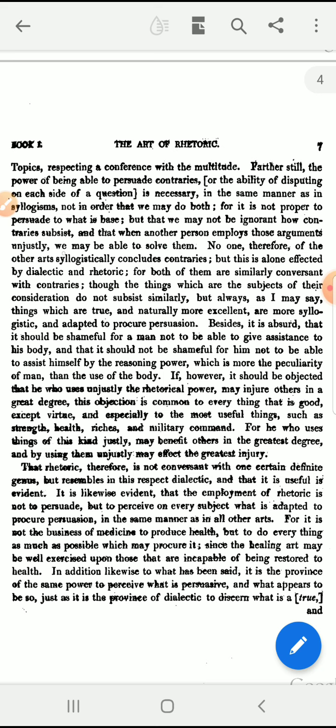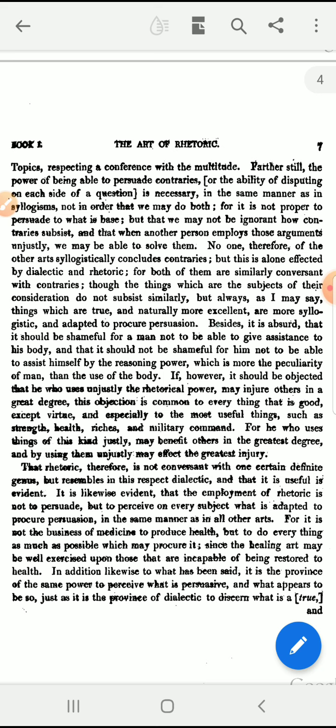No one of other arts syllogistically concludes contraries, but this is alone effected by dialectic and rhetoric. For both of them are similarly conversant with contraries, though the things which are the subjects of their consideration do not subsist similarly, but always, as I may say, things which are true and naturally more excellent are more syllogistic and adapted to procure persuasion.